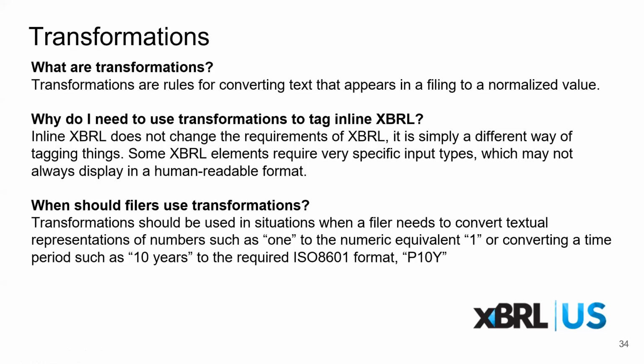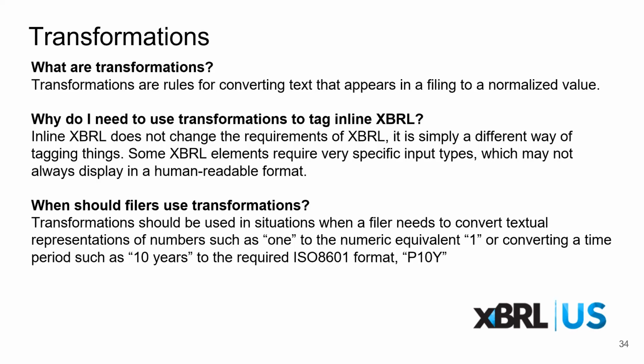And a common question I get about this is, why do you need to use transformation to tag inline XBRL? The real reason is because inline XBRL changes none of the requirements of regular XBRL. If regular XBRL is expecting a specific type of value to be tagged, you still have to have that specific type of value tagged, even if it looks different to the actual user when you're viewing it in the HTML file. So it might not be a very human readable format that the SEC is expecting with the XBRL, which is why you have to use a transformation to convert it into something that is a little bit more friendly to XBRL.